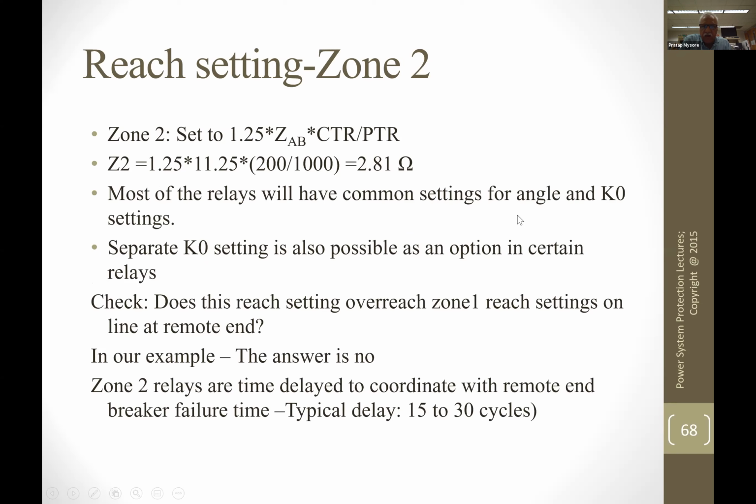Most of the relays will have common settings for angle and K0 settings. Separate K0 setting is also possible as an option on certain relays. So you have to make sure if you want to set it, because line section AB may have some other K0 setting. So if you look at 25% of the adjacent line section, you can set this K0 to some other value. Does this reach overreach zone 1 setting? Check whether this reach overreaches zone 1 reach settings on the remote end.